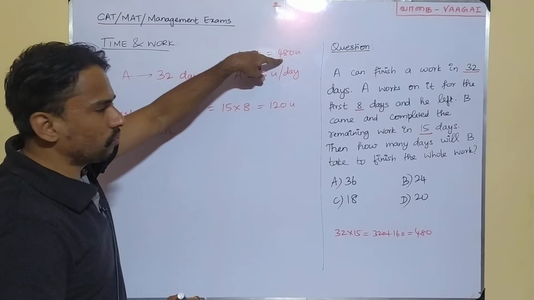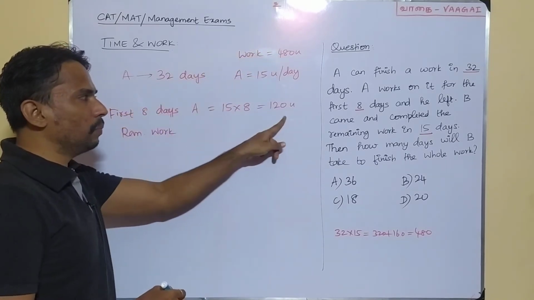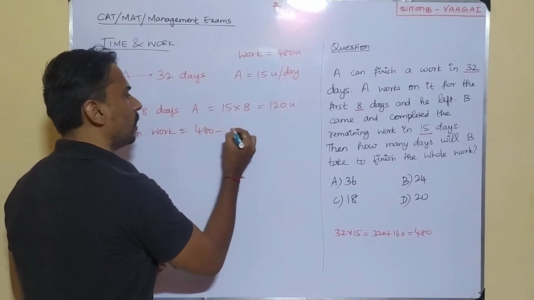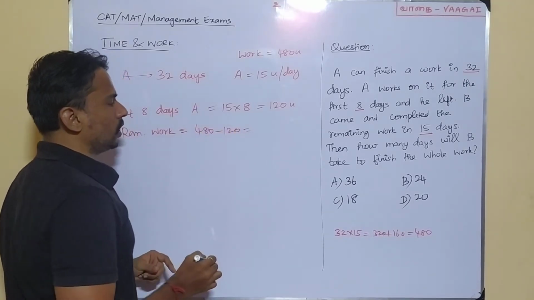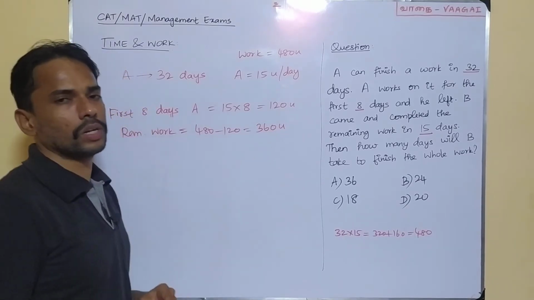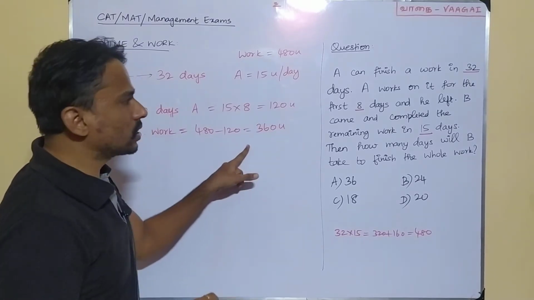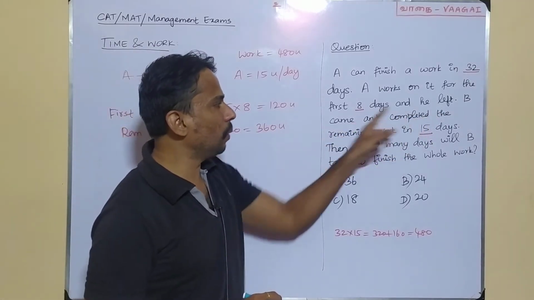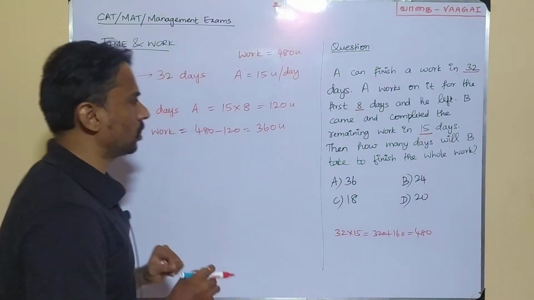So in that case, how much work will be remaining now? Because out of 480 units, in the first 8 days A completed 120 units. So the remaining units is going to be 480 minus 120, which is just going to be 360 units, is it or not? So this 360 units is still pending, and who is coming to finish this work? Now B is coming. So B came and completed the remaining work in 15 days. This is what is given, right?